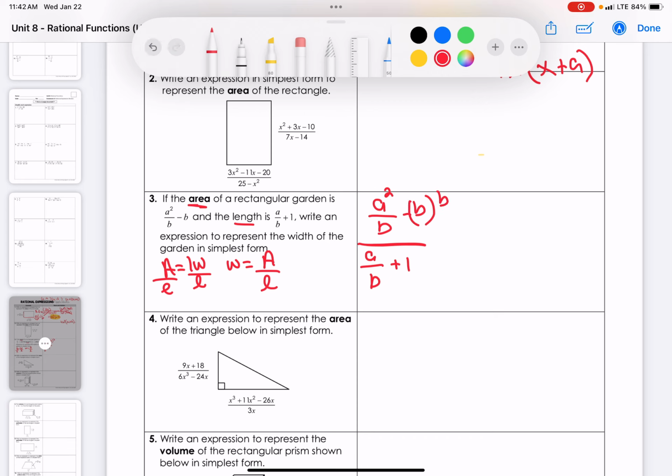Okay, so now when I do that, I'm left with... should I rewrite this? Yeah, I'll rewrite it. Okay, so now when I multiply that left side by b, I'm left with a squared over b minus, when I multiply b times b, that's going to give me b squared over b, right? And the way to think about this is you could just keep it as a squared minus b squared all over b, okay?